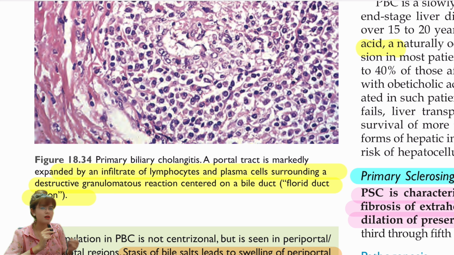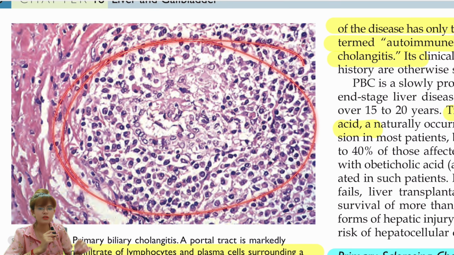So you must be having a basic understanding of the general pathology and how granuloma forms. There is a granulomatous reaction happening, along with lymphocytes and plasma cells all present, and therefore it is called the florid duct lesion, because there are so many different kinds of cells at one position. This is how the picture looks.